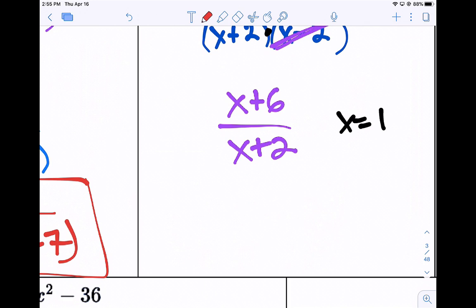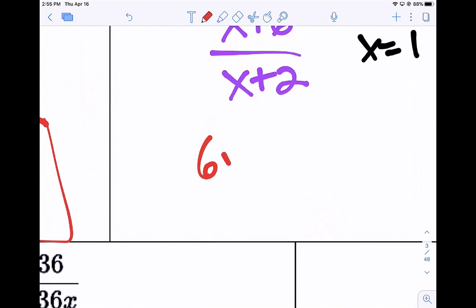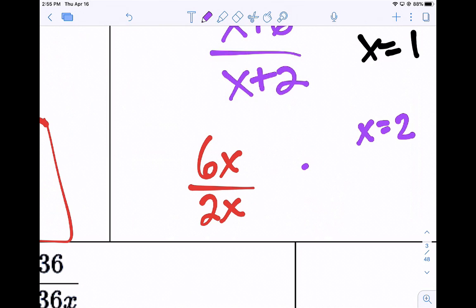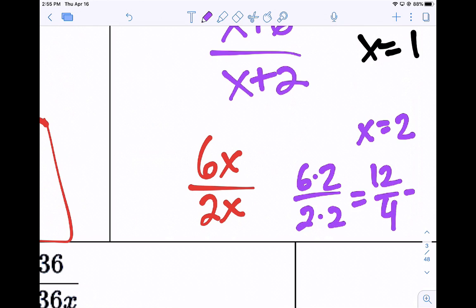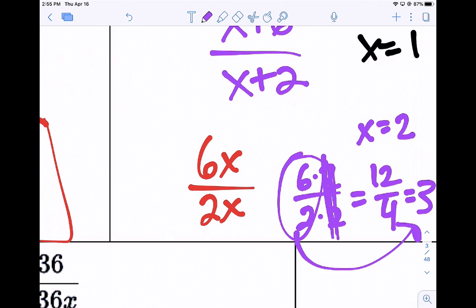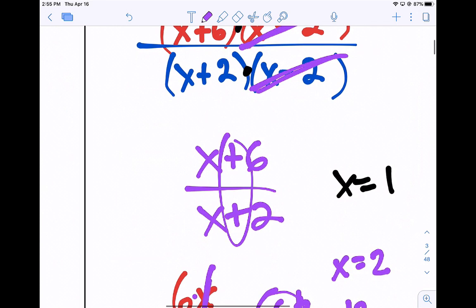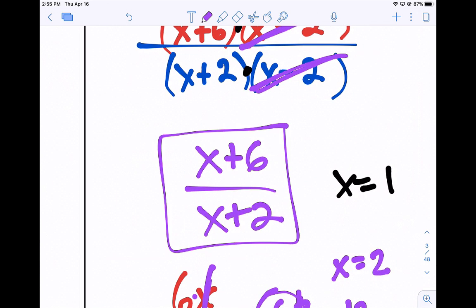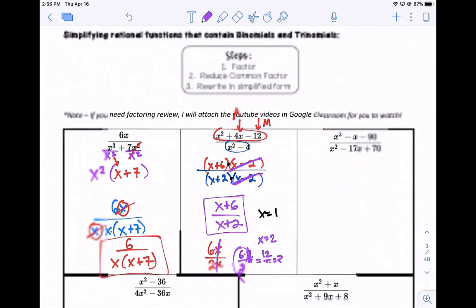Okay? Another example of when they're being multiplied. Let's say we had 6x over 2x. We could cancel the x's. The reason is, let's say x is 2. 6 times 2 over 2 times 2 is 12 over 4, which reduces to 3. And if we just cancel the 2's, 6 divided by 2 is 3. So if things are being separated by a times, you can cancel them, but by a plus or minus, you cannot. So our final answer is x plus 6 over x plus 2.